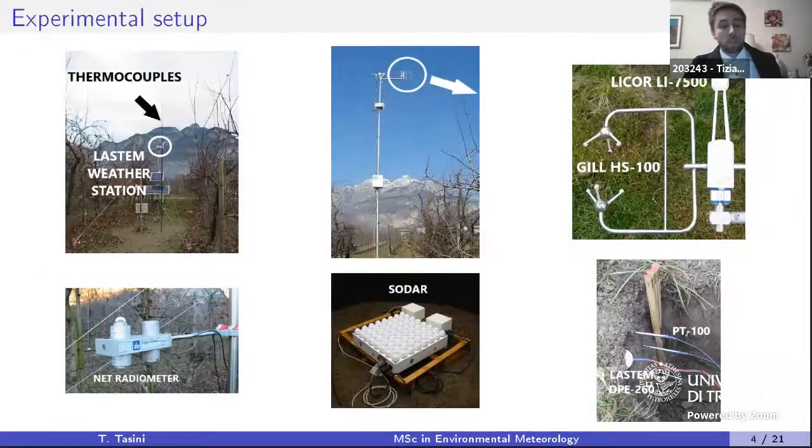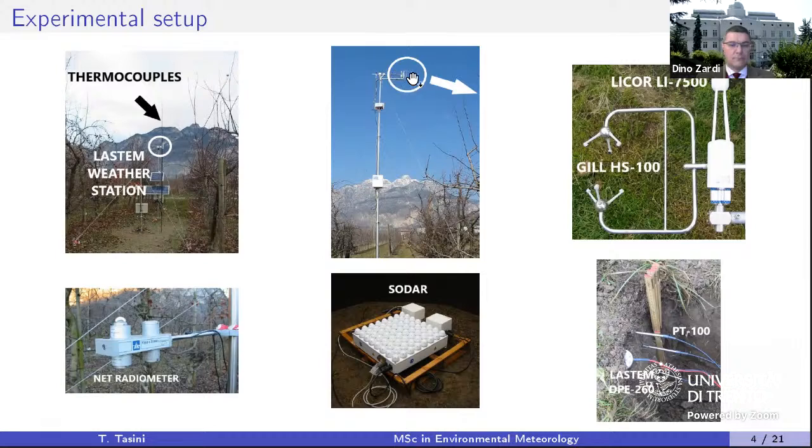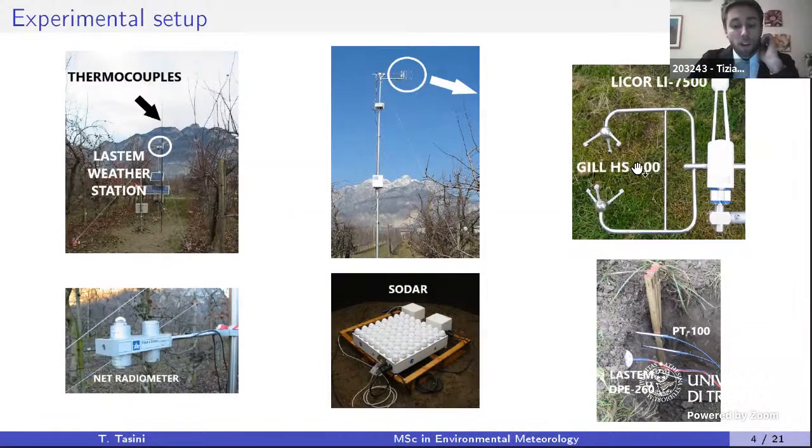The following instruments have been installed within a row of an apple orchard. Top left, a weather station for air temperature, wind speed and direction, and relative humidity measurement 3 meters above ground level, and 8 thermocouples on a support rod for air temperature measurement from ground level to 5 meters above ground level. In the center, 6.5 meters above ground level, an ultrasonic anemometer Gill for wind speed and direction measurement, and a gas analyzer LI-COR for water vapor measurement.